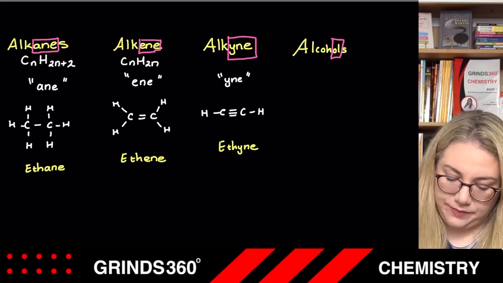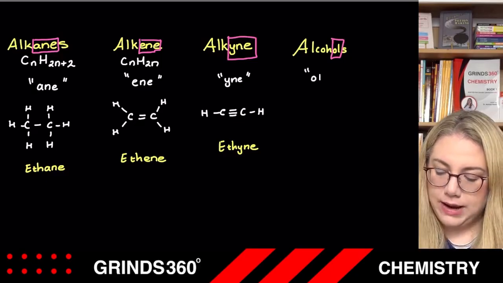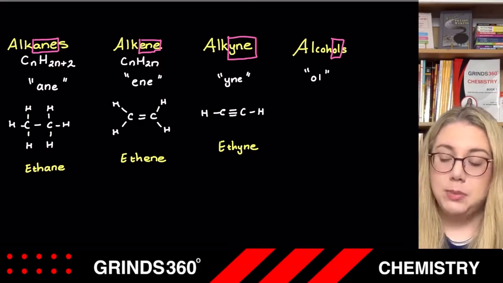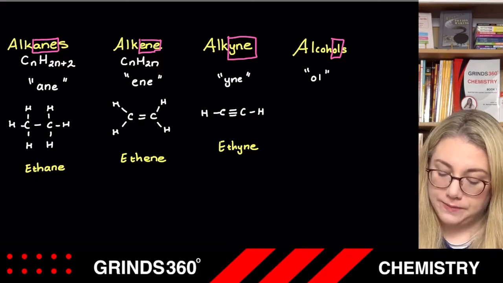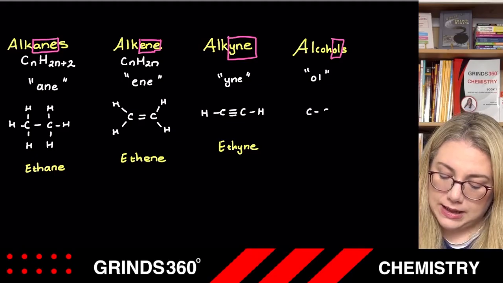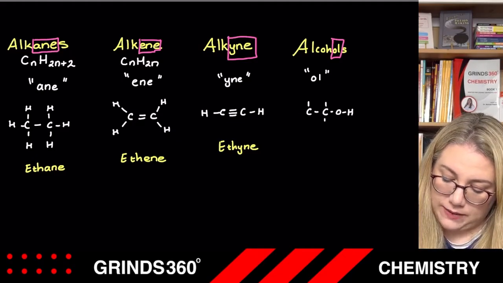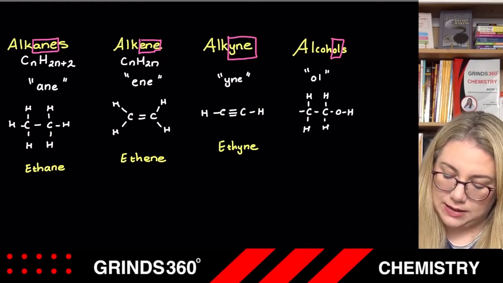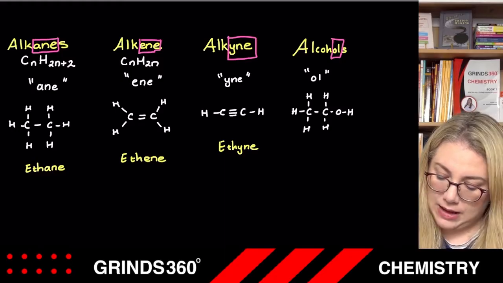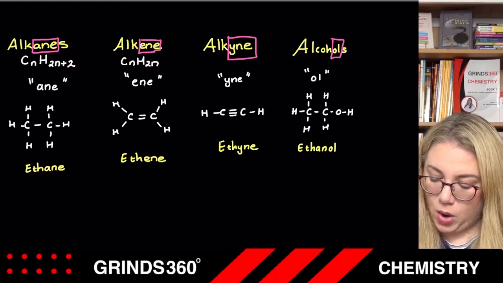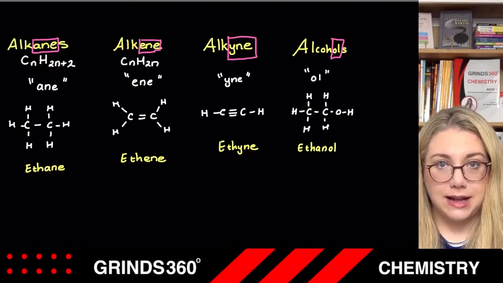I wouldn't recommend learning off the general formula for alcohols. It's not necessary because you can spot it from the formula. So if I was drawing an alcohol, you have an OH group sticking off of the main carbon chain like that. And this will be ethan for the name, and it ends in OL to indicate that it's an alcohol.